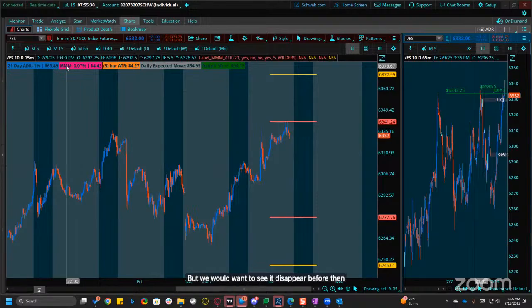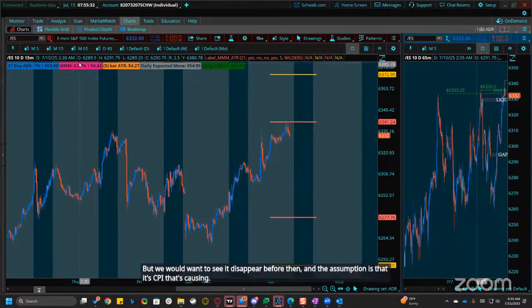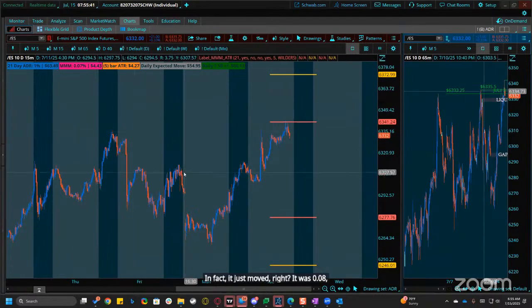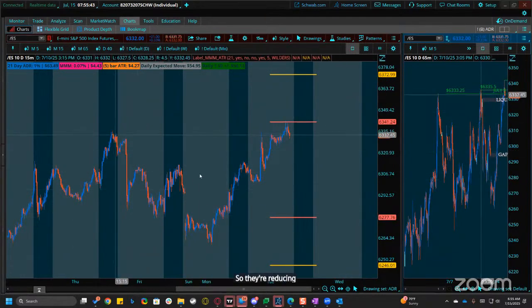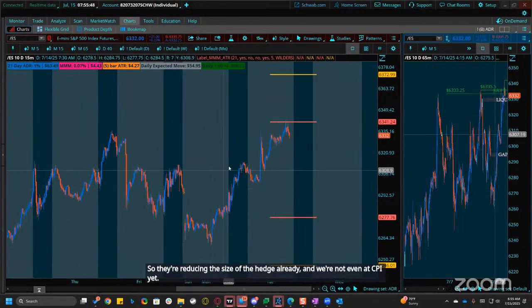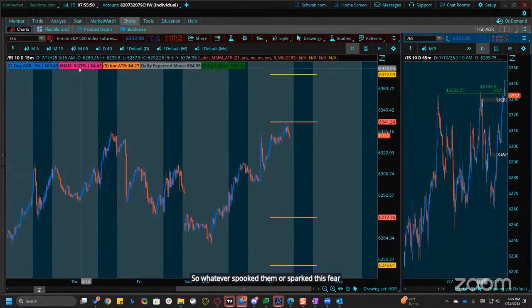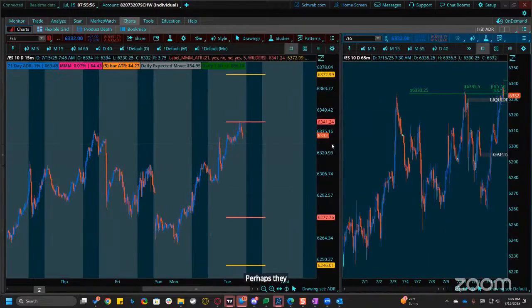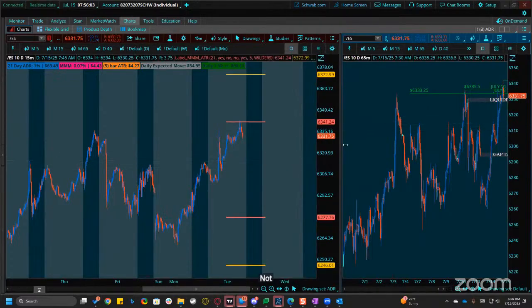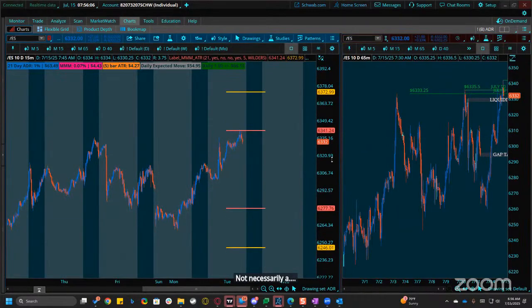And the assumption is that it's CPI that's causing the angst or the doubt and confusion, and it's why they're hedging. In fact, it just moved, right? It was 0.08. Now it's 0.07. So they're reducing the size of the hedge already, and we're not even at CPI yet. So whatever spooked them or sparked this fear, it's already starting to unwind. Perhaps they were more worried about the banks reporting than they were the CPI report. Not necessarily an unfounded fear.